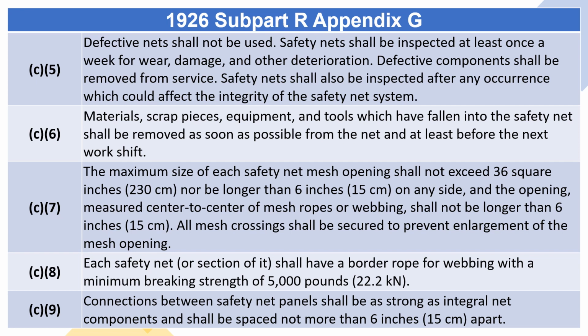C.8. Each safety net, or section of it, shall have a border rope or webbing with a minimum breaking strength of 5,000 pounds, 22.2 kilonewtons. C.9. Connections between safety net panels shall be as strong as integral net components and shall be spaced not more than 6 inches, 15 centimeters apart.